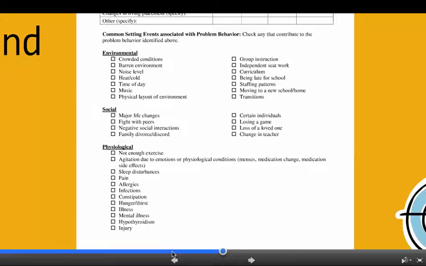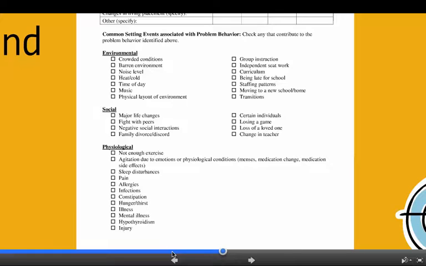And there could be social circumstances. It could be a major life change for an individual. It could be the separation of a mom and dad. It could be a divorce. It could be an individual who has just moved from the home they lived in for a good part of their life to a new home. It could be an altercation or a fight with a peer that was a precursor to a problem.